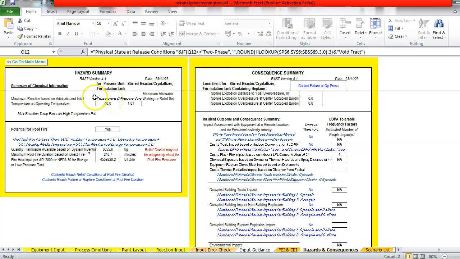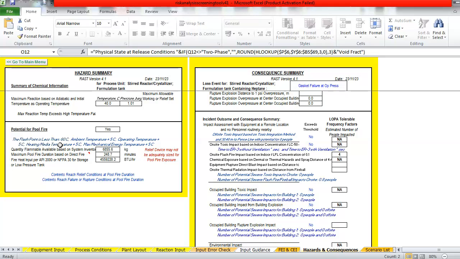In the hazard summary report we have the maximum reaction temperature based on adiabatic and initial temperature. The temperature needs to be maintained at 40. Here the maximum reaction temperature exceeds the high temperature limit. The flash point is less than 60 degrees centigrade and ambient temperature plus 5 degrees centigrade. These are the conditions given so that this pool fire exposure should not take place.